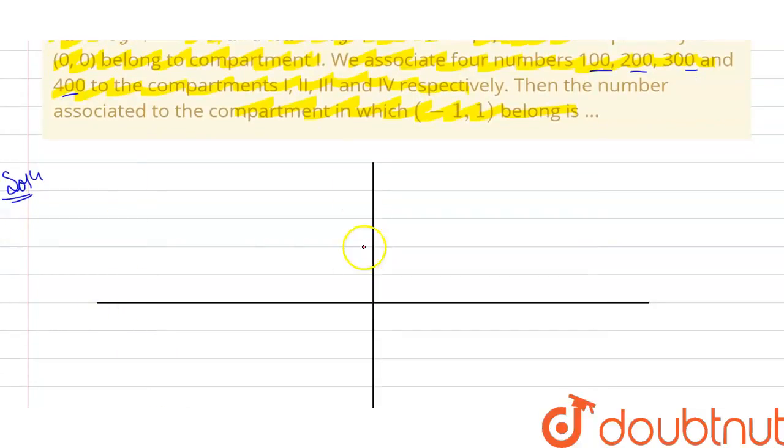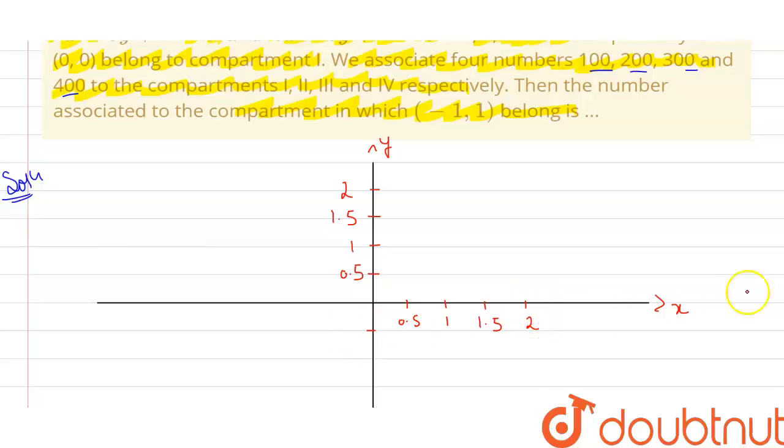So let's name the points here. This one is my y-axis and this one is my x-axis. If I mark the points, let's suppose this is 0.5, this is the value for 1, this is 1.5 and this is 2. Similarly, on this axis this is 0.5, this is 1, this is 1.5 and this is 2.